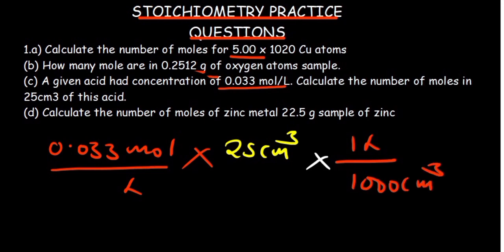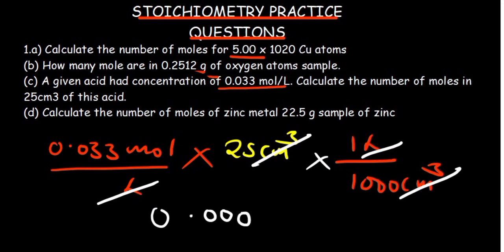So if we divide the 25 by 1,000, we're going to have liters. The cubic centimeters will cancel out, and the liter will also cancel out. So we have 25 divided by 1,000 multiplied by 0.033. I have 0.00825.